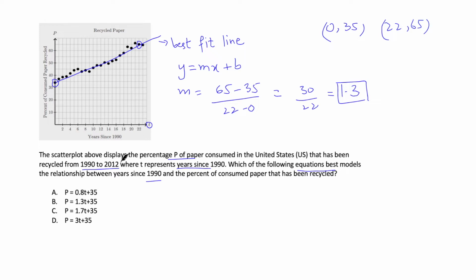You know option choice B has this gradient. It's the only option which has got this gradient. So that's our answer, very simple. And if you took some other points, you would have gotten, let's say 1.2 or 1.4. Even then you would choose this answer because that's the closest option.